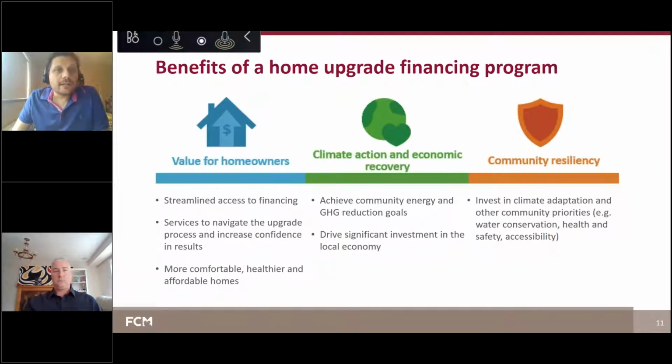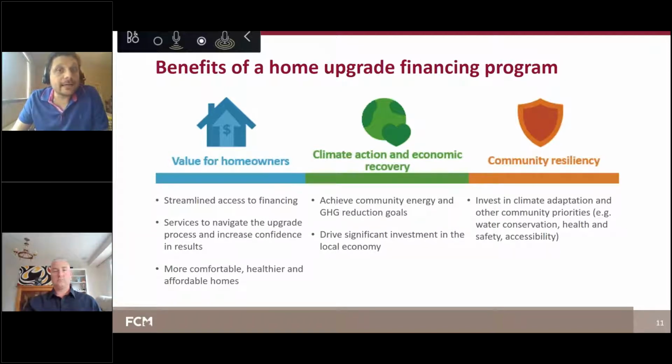Overall, I think there's a pretty good understanding within the sector of the benefits of home upgrade financing programs. There's a lot of value to homeowners in terms of streamlined access to financing. A lot of these programs have a concierge service or one-stop shop that helps you navigate the upgrade process and increases a homeowner's confidence in the ensuing results from improved energy performance. And more comfortable, healthier, and affordable homes are of value to homeowners.